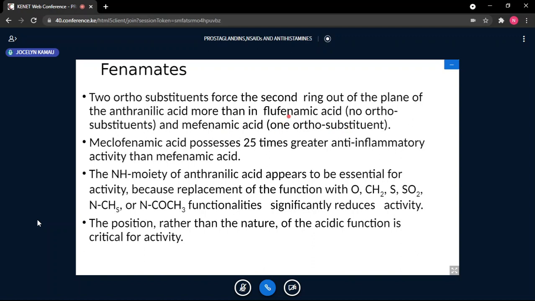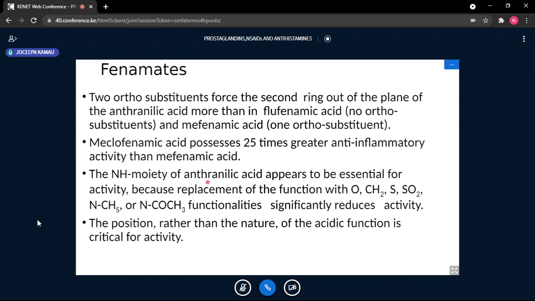Remember, for flufenamic acid, we are putting the trifluoromethyl group at 3', because that is the most active position. But when you have two substituents, if you put them at the other positions, then you get the maximum activity. So that is a repetition.